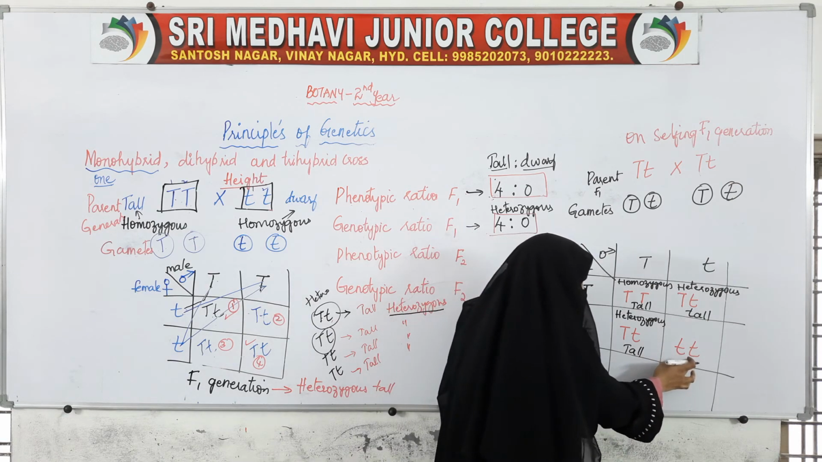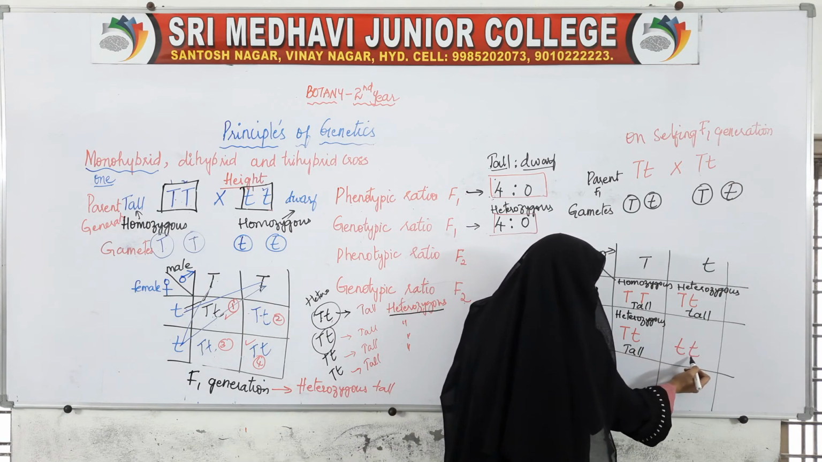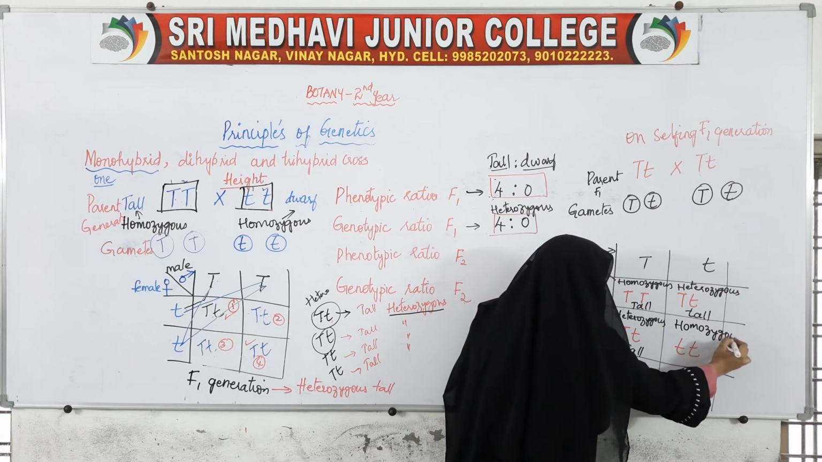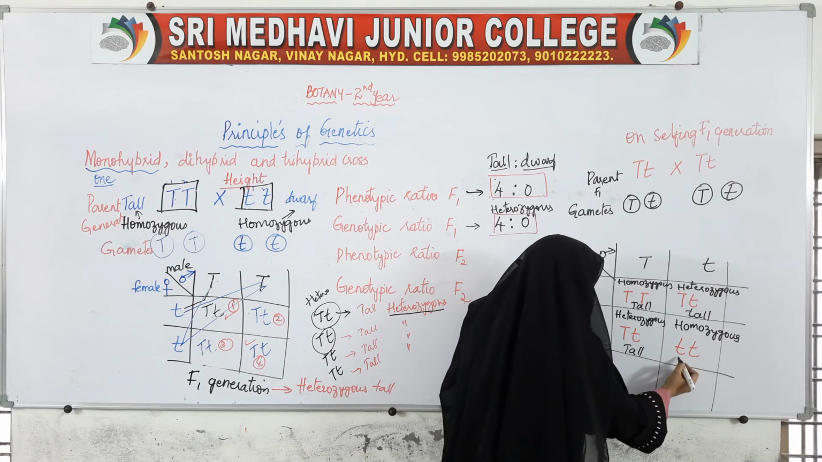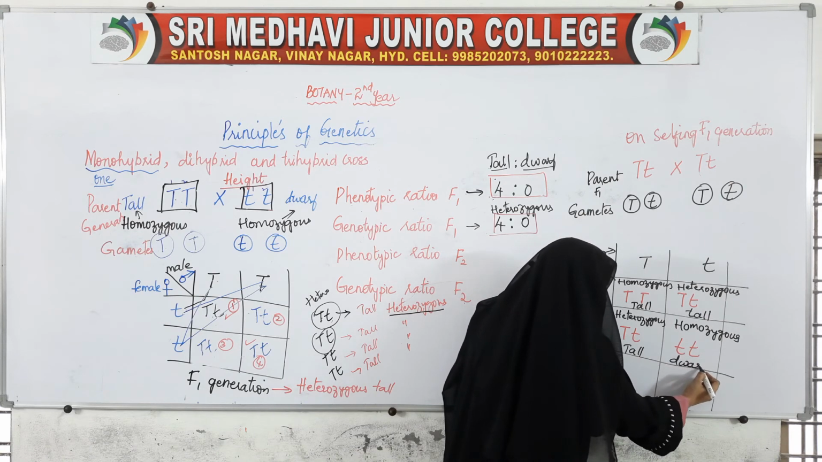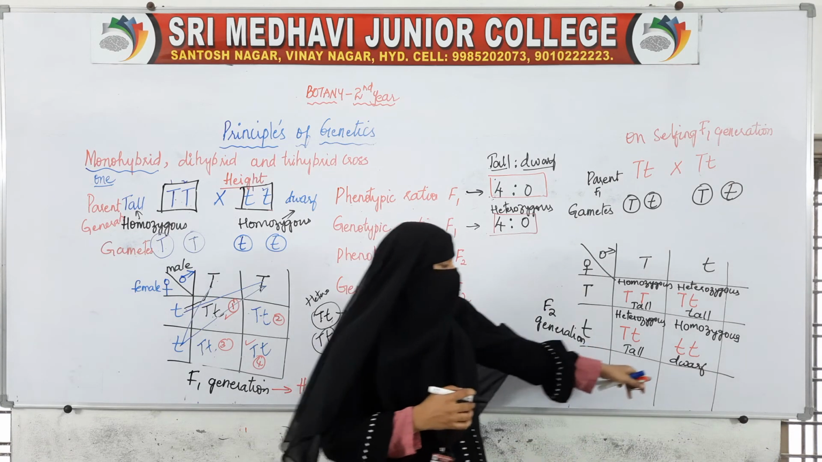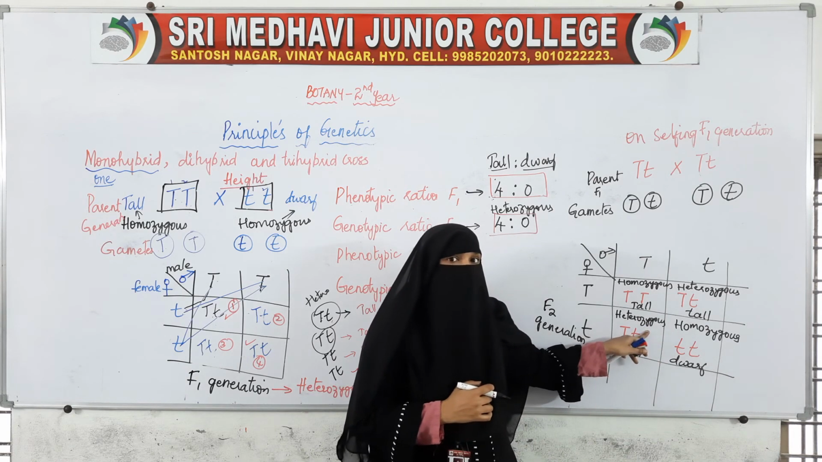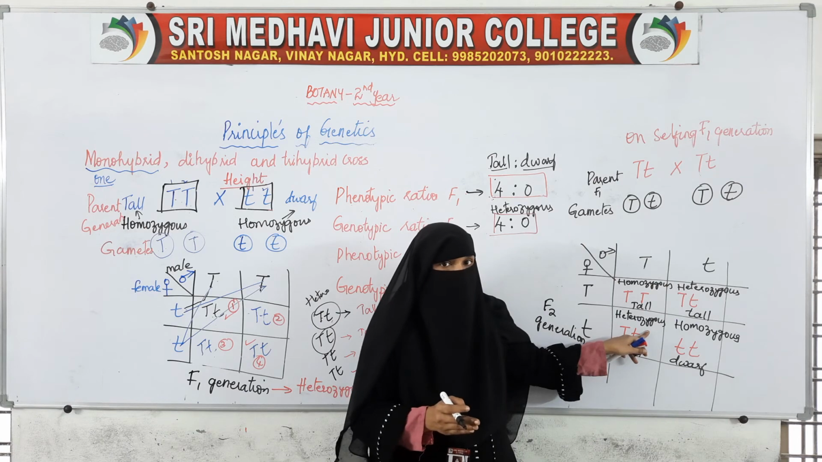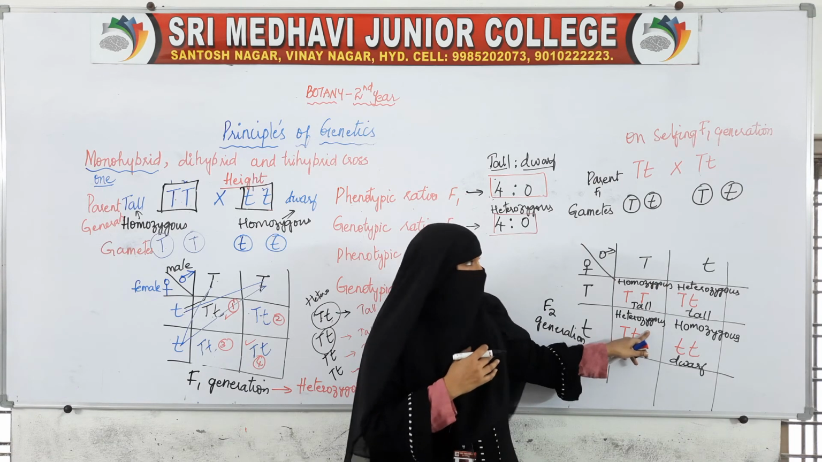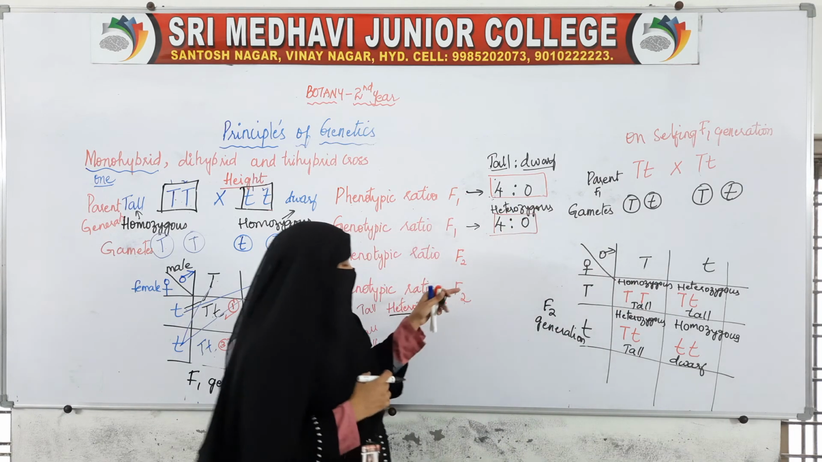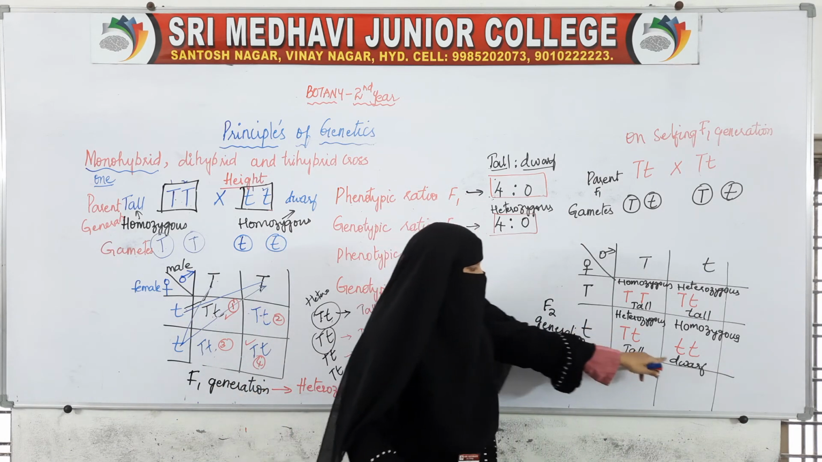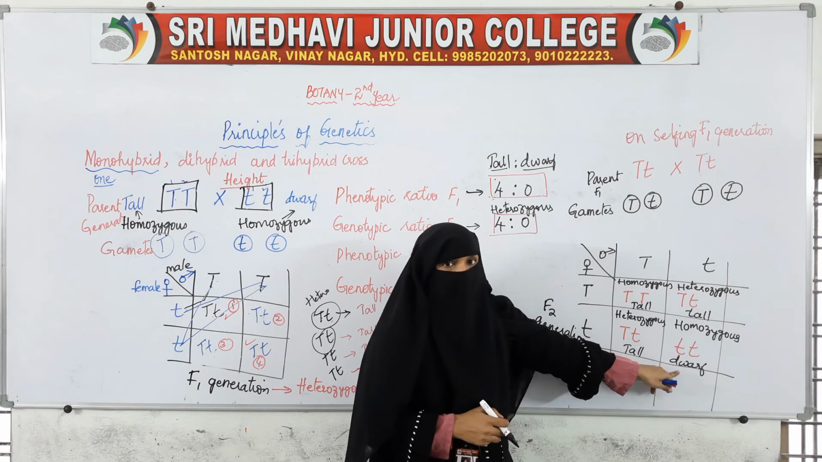Now here, both of them are small t. So both of them are the same allele, so homozygous. And this is dwarf because both of them are small t. So this is homozygous dwarf. Now in the F2 generation we have got different combinations. In the F1 generation there was no dwarf plant. All of them were tall. Now in the F2 generation we have got the dwarf plant.